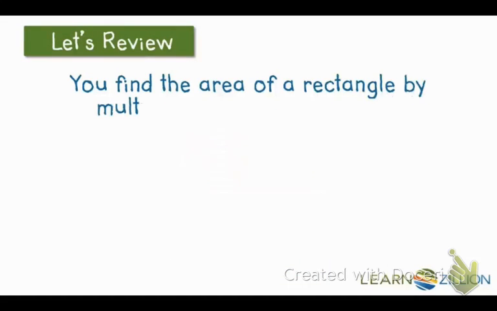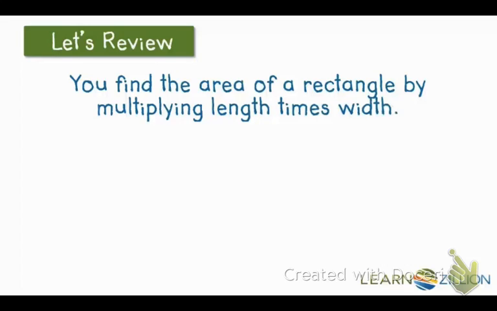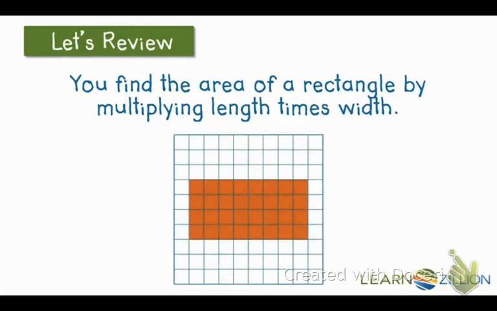Let's review. You find the area of a rectangle by multiplying length times width. So instead of just counting up all the squares within that rectangle, we can also find it by multiplying our length, which is our bottom, by our width, which is our side. Our length is 8, our width is 4, so 8 times 4 equals 32. And much like our last rectangle, which is congruent to this one, we have an area of 32 square units.